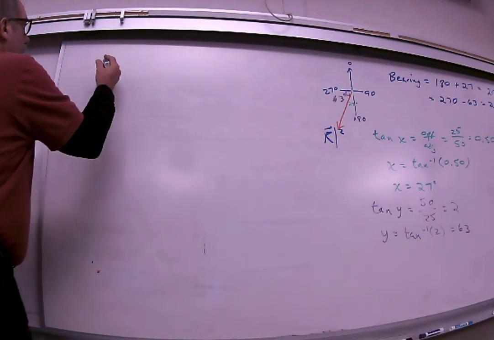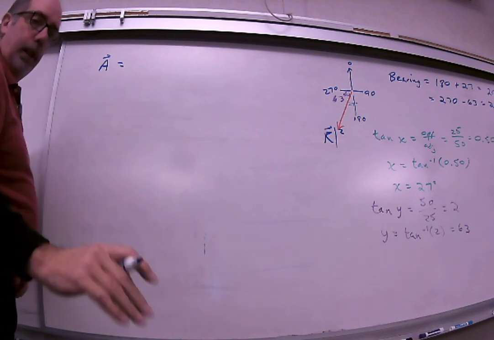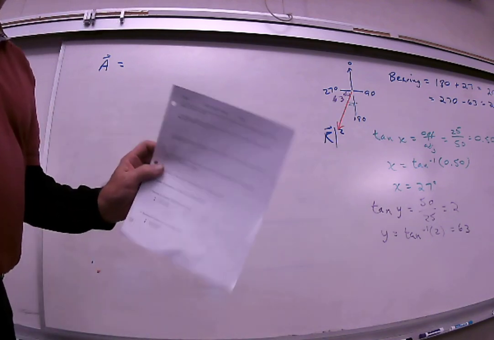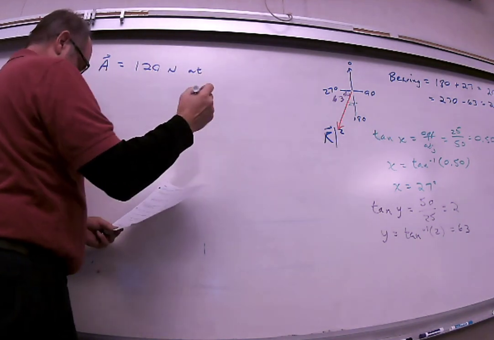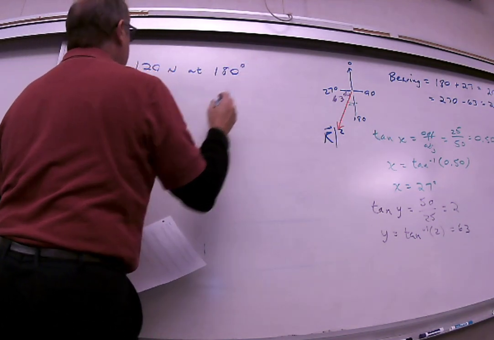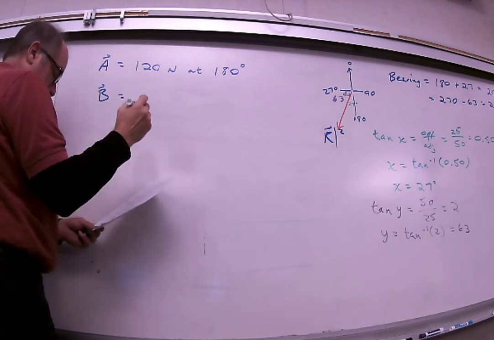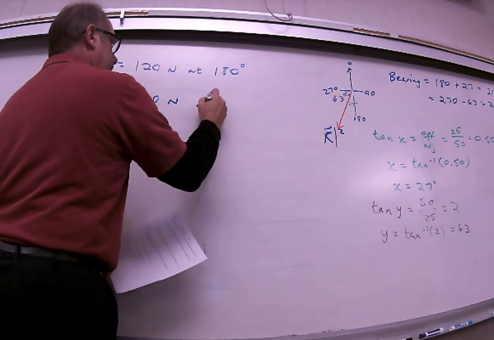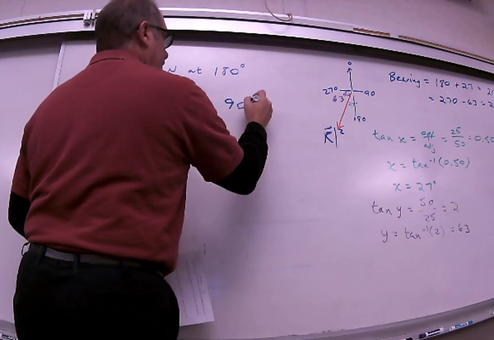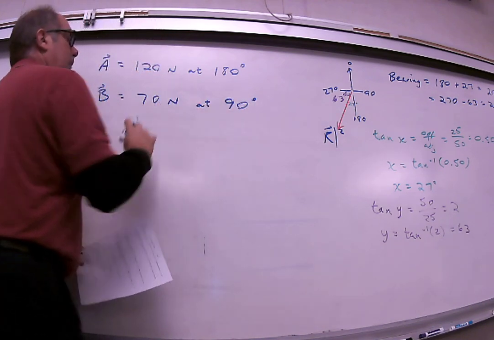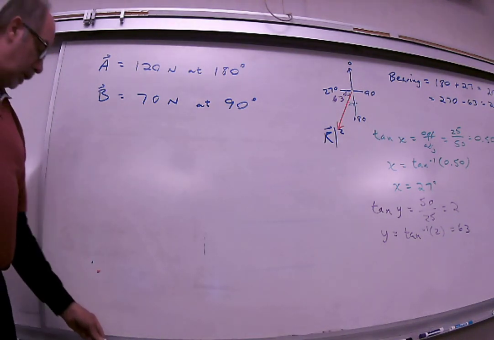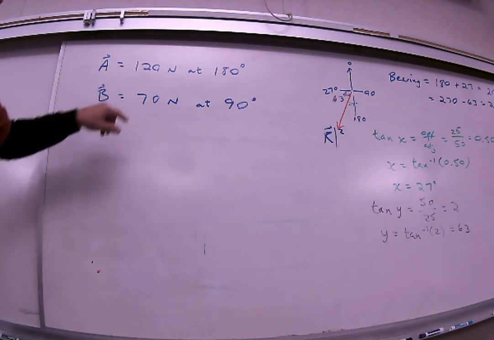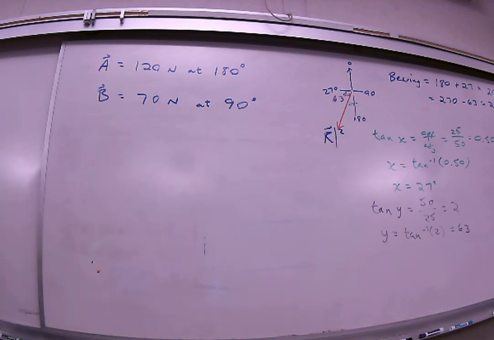We have, let's see, I'm going to say vector A is going to be, this is actually example number 6 on the example sheet, 120 newtons at 180 degrees, and vector B, 70 newtons at 90 degrees. So, please find the resultant, magnitude, and direction of the resultant of these two force vectors. Okay? All right.